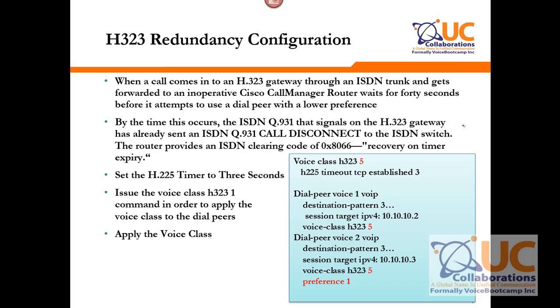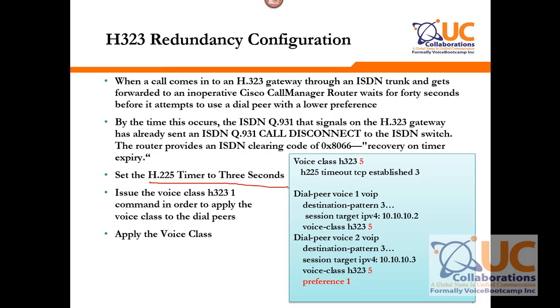Now by this time, 40 seconds, the ISDN Q.931 signaling on the H.323 gateway may already have sent a call disconnect code to the switch. So in this case, the router will provide the ISDN clearing code 0x80 0x66, which basically says recovery on timer expiry. So by this time, it might be too much delay in sending calls to the secondary. To ensure that we have a smooth failover from primary to secondary, what we want to do is reduce the H.225 timeout to 3 seconds.